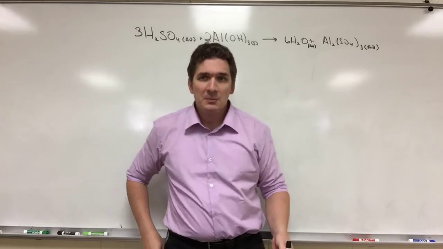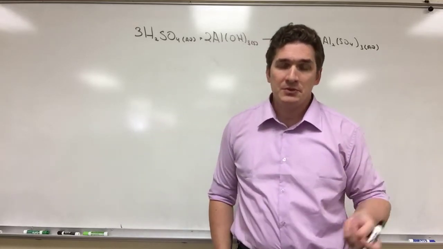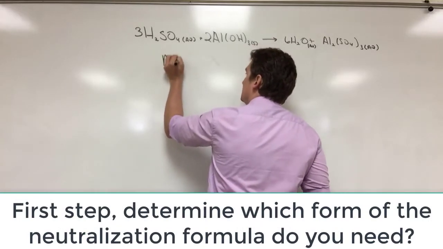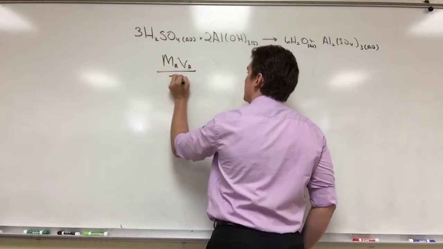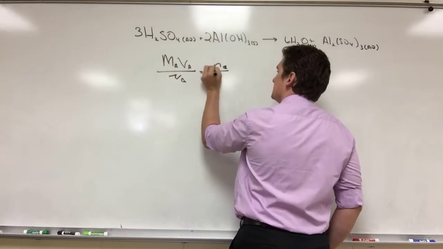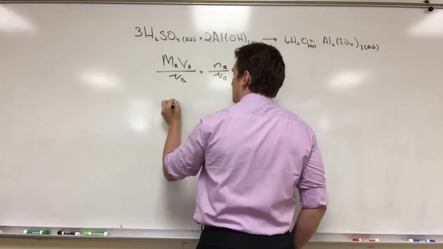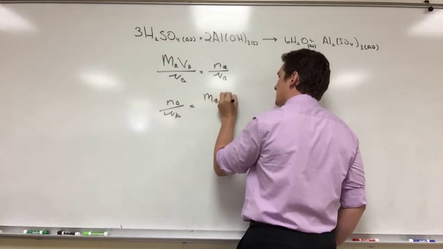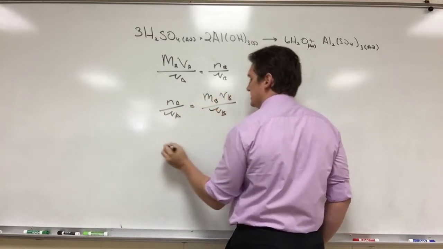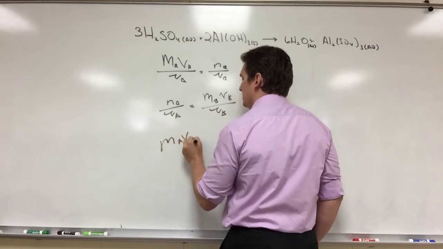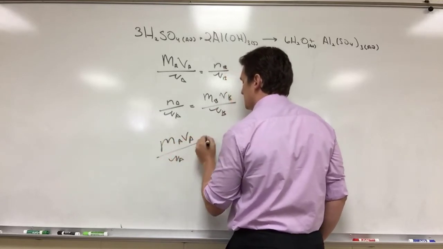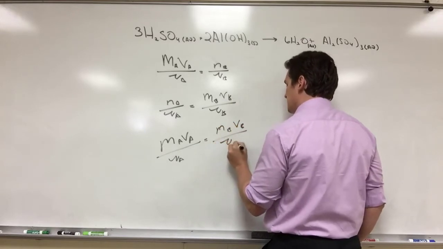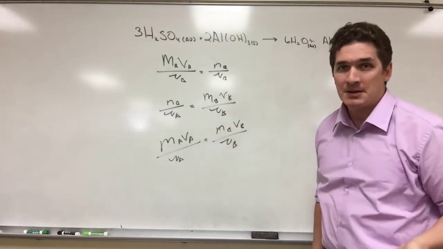Now, in a previous video I showed that there are 3 practical forms of the neutralization formula. Polarity of the acid, volume of the acid, coefficient of the acid, moles of base, coefficient of the base. Moles of the acid, the coefficient of the acid, equals the molarity of the base, volume of the base, coefficient of the base. And the final one, molarity of the acid, volume of the acid, coefficient of the acid, equals molarity of the base, volume of the base, over the coefficient of the base. And we proved where this comes from.